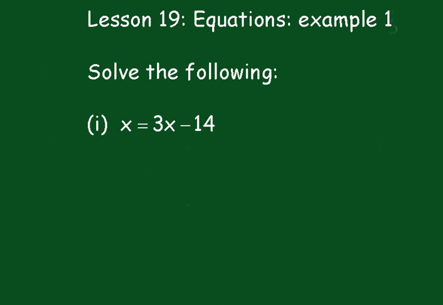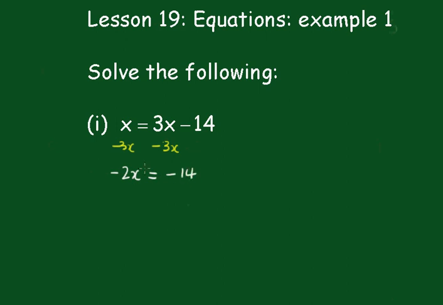I'll put it in a different colour. So I'm going to subtract 3x from this side, and I'll subtract 3x from that side. That makes x minus 3x is minus 2x on this side. And obviously this goes out.